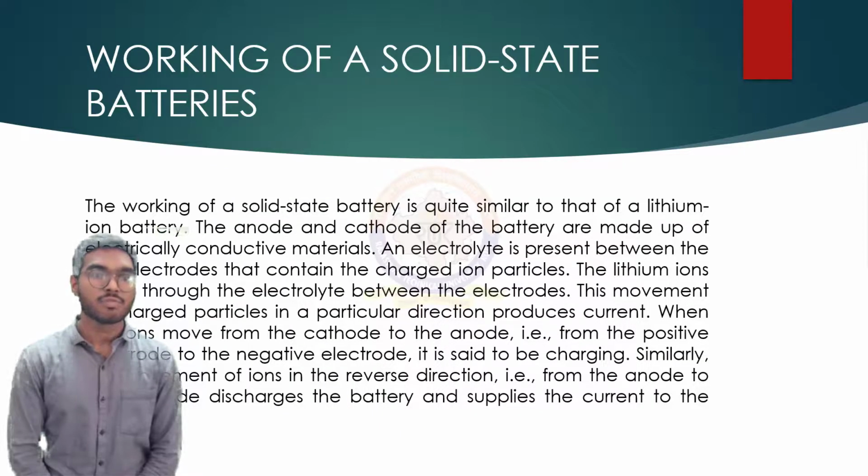Let us see the working of a solid-state battery. It is quite similar to that of lithium-ion batteries. The anode and the cathode are made up of an electrically conductive material. An electrolyte containing the charged ion particles is present between the two electrodes. The lithium ion moves through the electrolyte between the electrodes. The movement of charged particles in a particular direction produces current. When the ion moves from cathode to anode, that is from the positive electrode to the negative electrode, it is said to be charging. Similarly, the movement of ions in the reverse direction, from the anode to the cathode, discharges the battery and supplies the load.